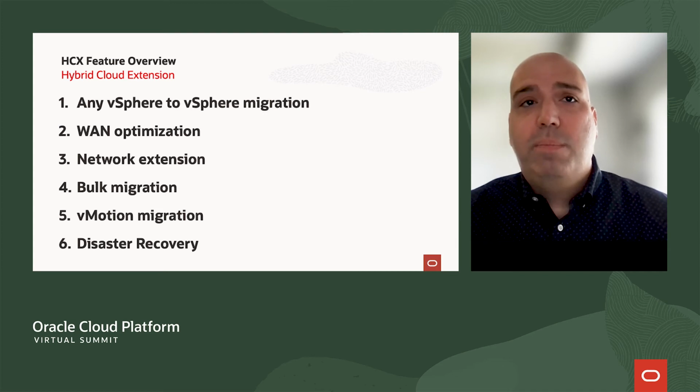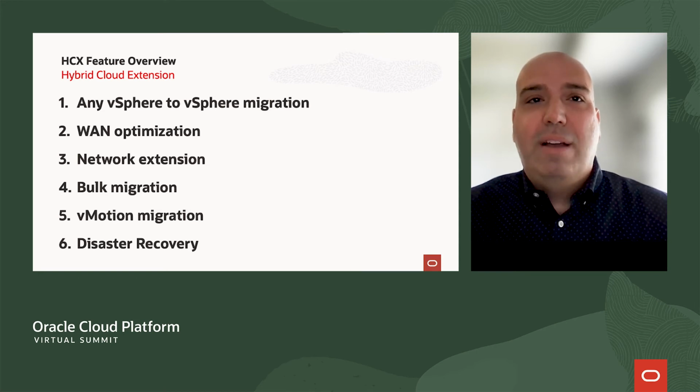The first of which is bulk migration. This is an offline migration where you can schedule multiple workloads to be migrated from your on-prem into your cloud target seamlessly. The next one is a live migration. You may know this as vMotion. vMotion allows you to move your workloads live without losing any data or downtime.